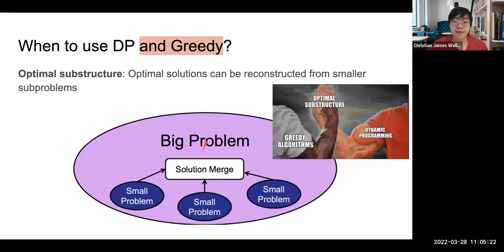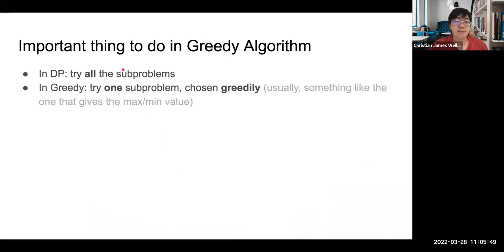Okay, so when to use DP or greedy, same thing as before, you need optimal substructure. And to recap, optimal substructure means that the optimal solutions can be reconstructed from smaller sub-problems, right? So the optimal solution to the smaller version, maybe you can merge it in some way, or you don't need to merge it at all. So optimal solutions to the smaller problem can be used as the optimal solution to the bigger problem. Okay, so the thing that you have to recall is that in greedy algorithms, you just try one sub problem which you choose greedily typically. Okay, and that's it. Not exactly that's it yet.